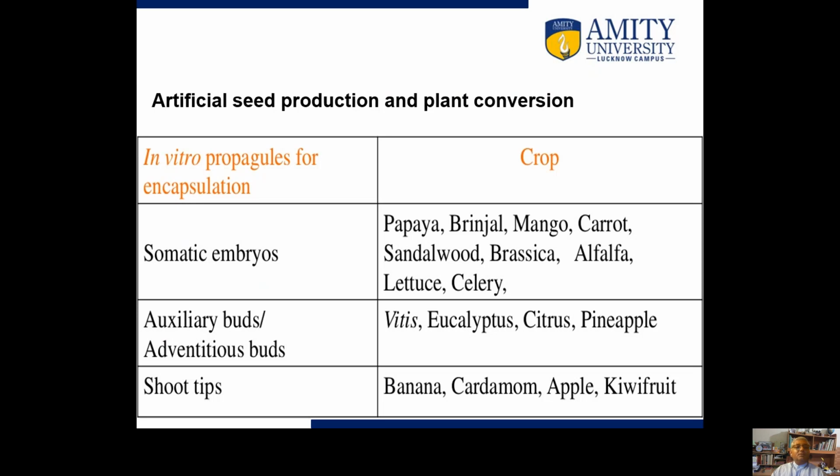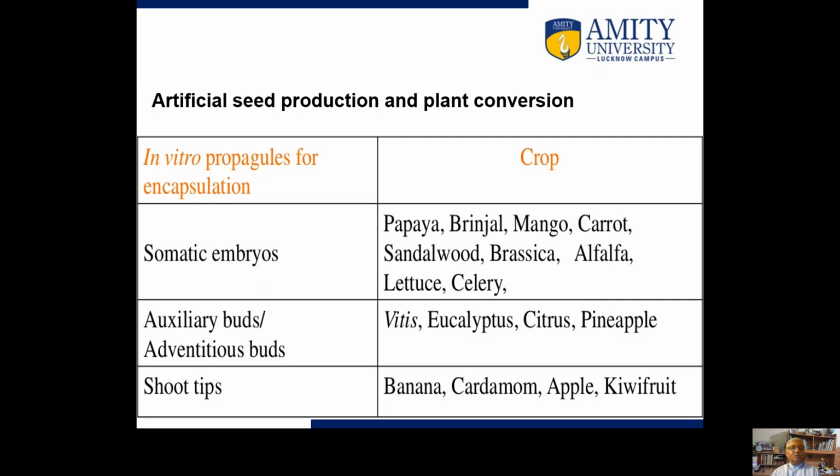So the artificial seed production and the plant conservation. In this slide, you can see that synthetic seeds have been produced by somatic embryos in case of papaya, brinjal, mango, carrot, sandalwood, alfalfa, lettuce, and celery. These are the success stories. In these crops, the synthetic seeds were produced using the somatic embryo.